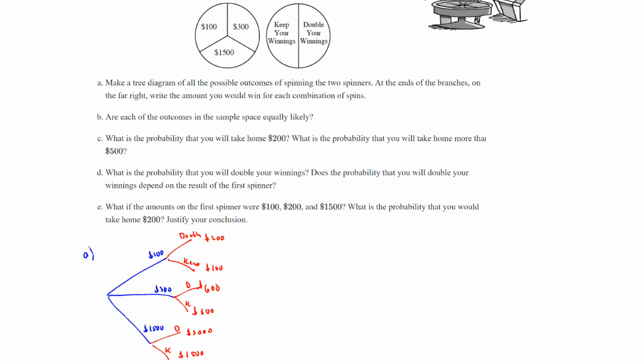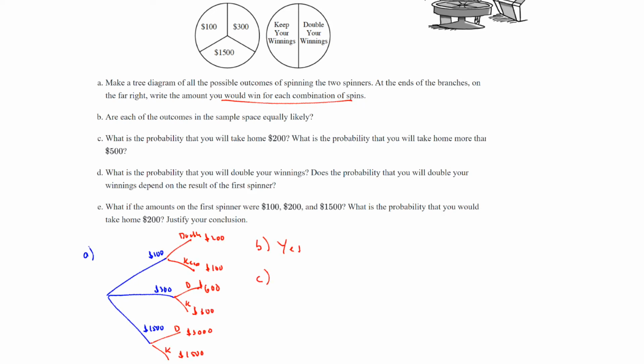Alright, so there's the tree diagram below, and make sure you include the dollar amount as it says in terms of winning. On part B, are each of the outcomes in the sample space equally likely? And since you're going to spin, all of those are the same size. Same thing on this one, these are both half. So yes, they are equally likely to occur.